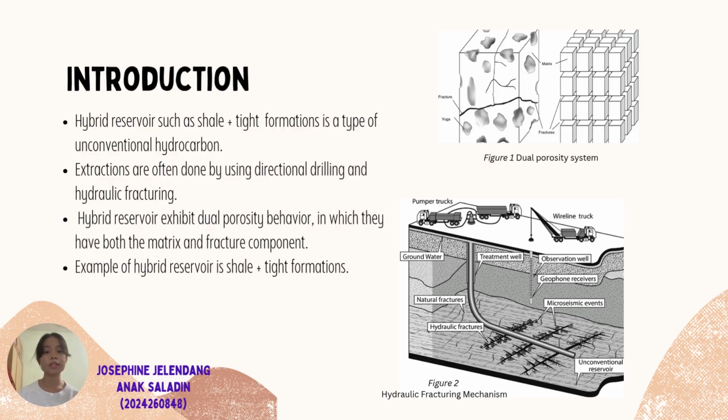A hybrid reservoir is a reservoir system that has both matrix and fracture components, exhibiting what is known as dual porosity behavior, where the low permeability matrix is commonly used for storage and the fractures provide high permeability pathways for fluid flow. One example of a hybrid reservoir is shale plus tight formations.